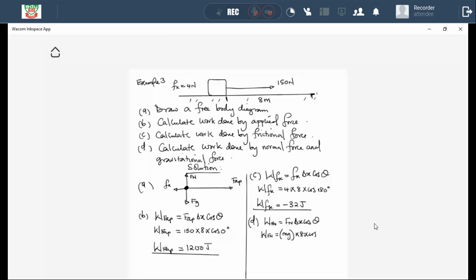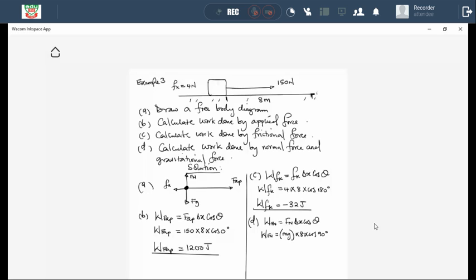Now, look at Fn. Fn is going up. It's perpendicular to the surface. So the object is going to the right, Fn is going up. So your theta there is going to be 90 degrees. So you quickly go to your calculator. Cos 90 gives you 0, right? Cos 90 gives you 0.